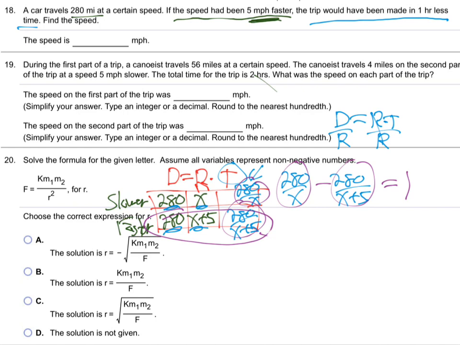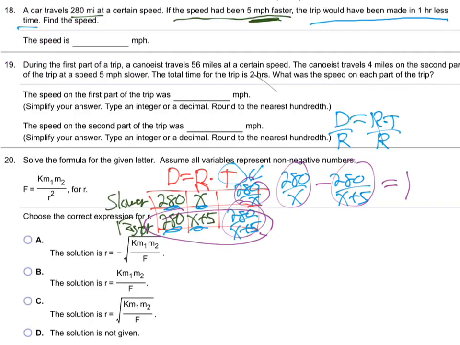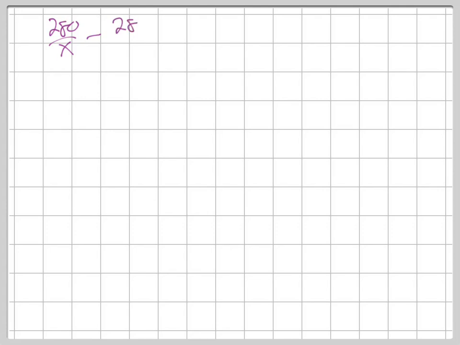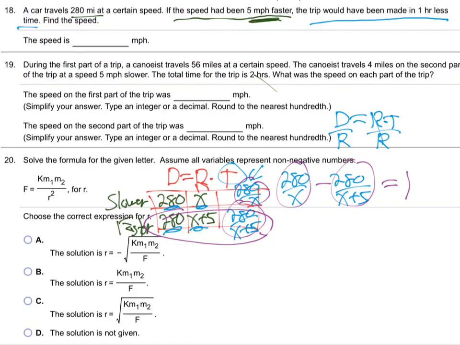So there's our equation. Now I got to solve that equation. So let me go to a fresh screen. 280 over x minus 280 over x plus 5 equals 1. Is that making sense there?